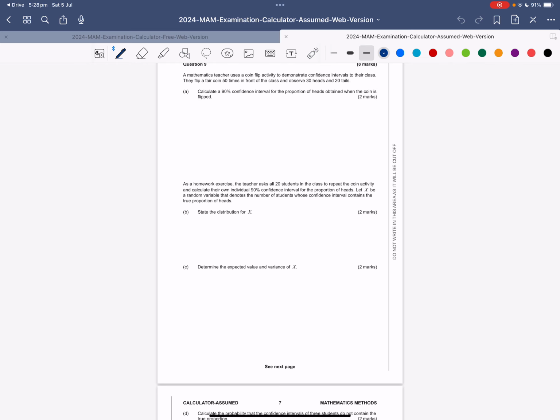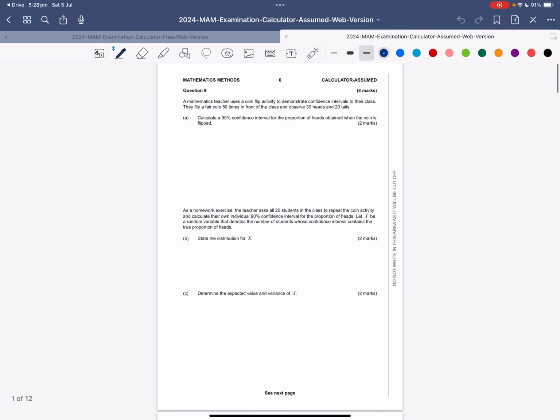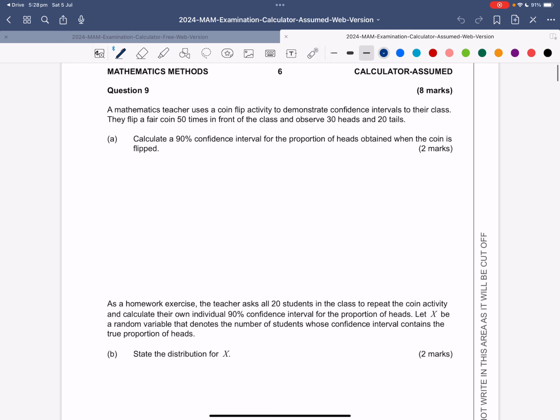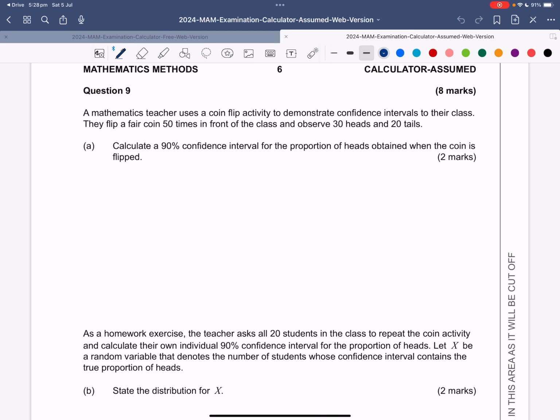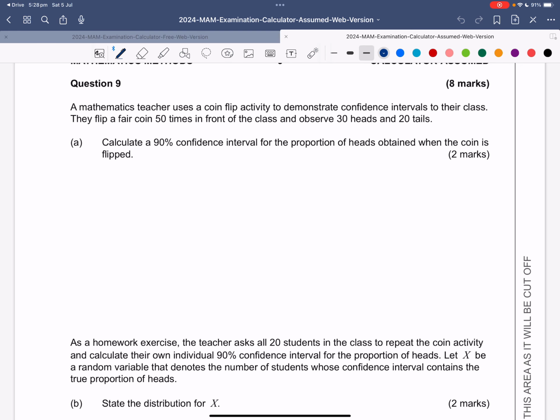Let's do the calc-assumed, which will have all the sampling as well. All right, a maths teacher uses a coin flip actively to demonstrate confidence intervals to their class. They flip a fair coin 50 times, they get 30 heads and 20 tails. Cool. Calculate a 90% confidence interval for the proportion of heads obtained. Okay, now it's only worth 2 marks, and if it's only worth 2 marks, you can put that straight in the ClassPad. There is no marks for the working out.